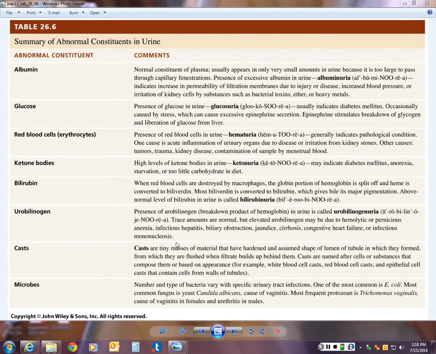Typically, proteinuria results from some type of damage to the filtration membrane that results in excessive filtration of proteins, and basically once you filter too many proteins, your PCT can't reabsorb them and they end up within the urine.